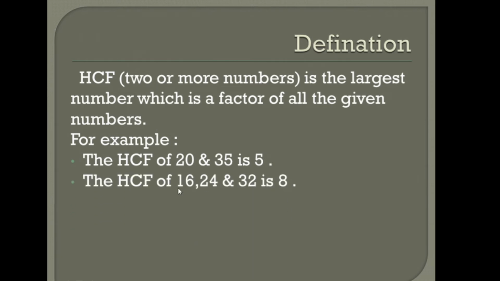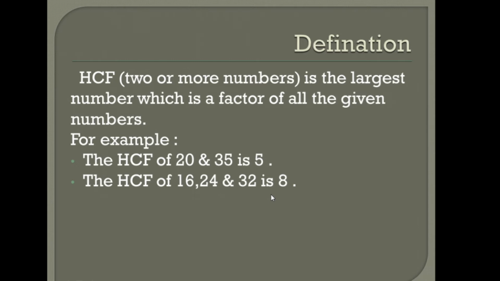Let's have the other example, which is based on 3 numbers: 16, 24, 32. It says the HCF of 16, 24 and 32 is 8. Okay, just check. 16 divided by 8, yes. 24 divided by 8, true. 32 divided by 8, yes. So it means 8 is the highest common factor for all 3 numbers.